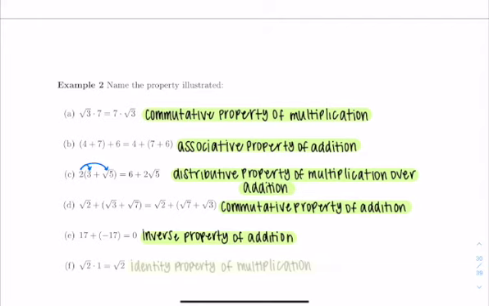And the last one, the square root of 2 times 1 equals the square root of 2. So what we started with is what we ended with, which means we're talking about an identity, and the identity of multiplication is 1. Whenever we multiply a number by 1, we just get the same number. So this is the identity property of multiplication.